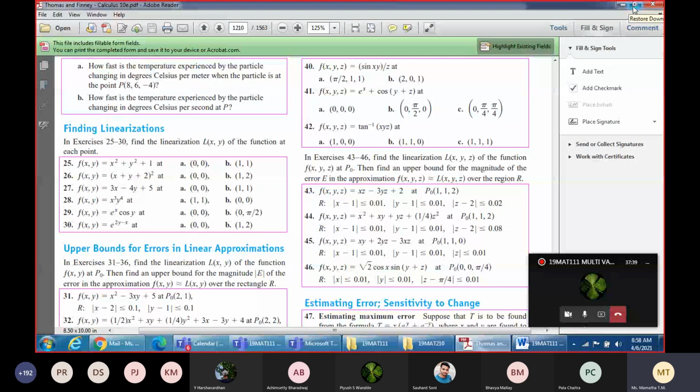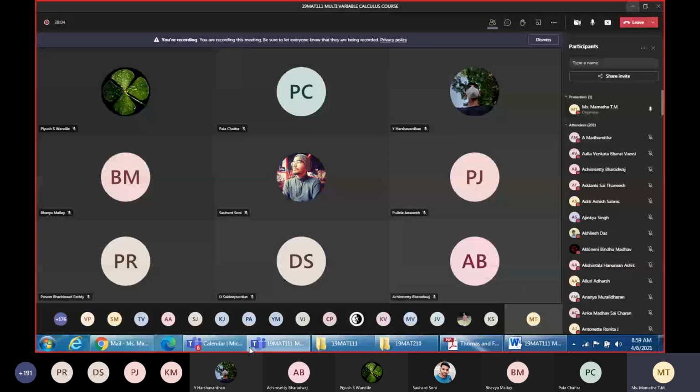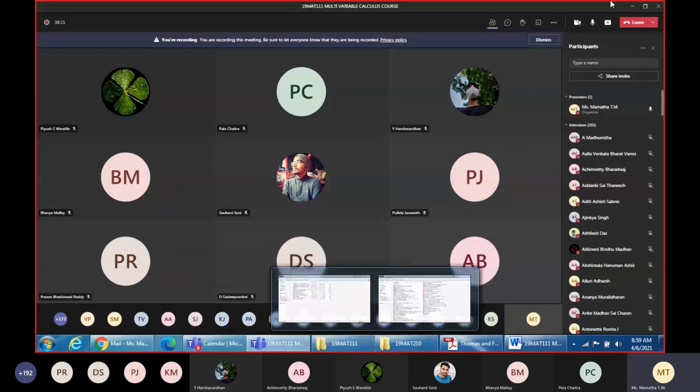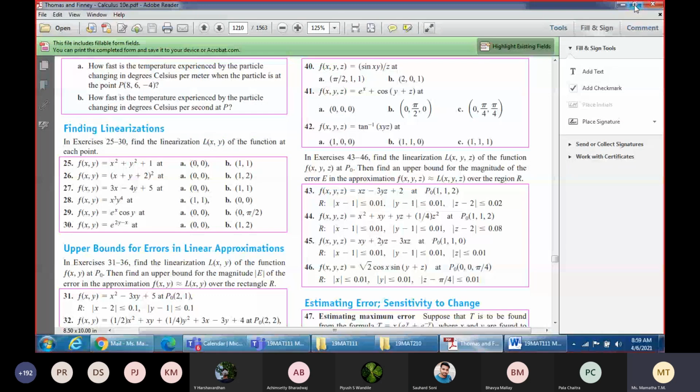Okay, anybody who has completed problem number 28, x cube y power 4 at the point 0, 0? Anyone who has completed? 0. 0, ma'am. Okay. Fine. The other problems you can cross check later.